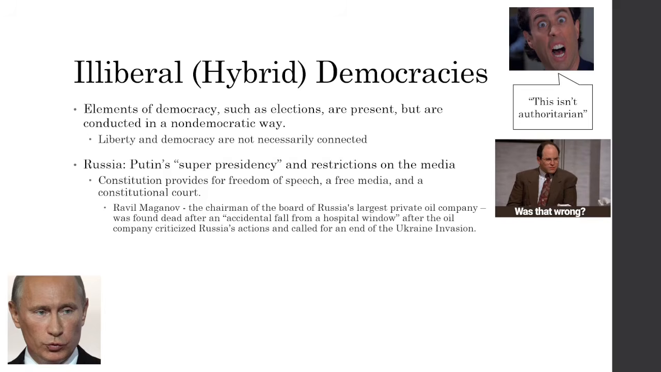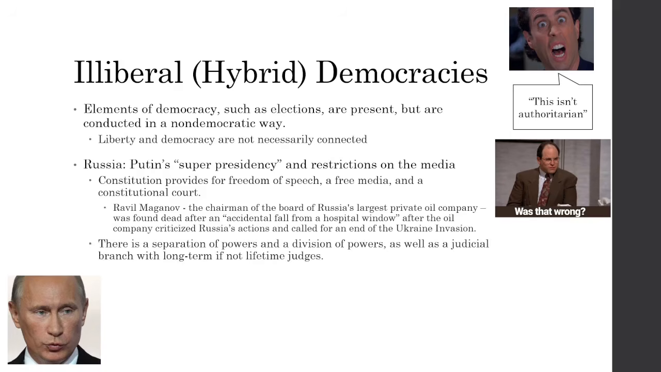So let's look at this person, for example. Ravil, he was the chairman of the board of Russia's largest private oil company. So this is interesting to note because private oil company means that it wasn't an entity under the national political system. Now, he was found dead after a quote-unquote accidental fall from a hospital window after the oil company criticized Russia's actions and called for an end of the Ukraine invasion. So you can see here they took away, well, we can't really say they did, but someone's civil liberty, their right to live, was taken away magically after they criticized the Russian government.